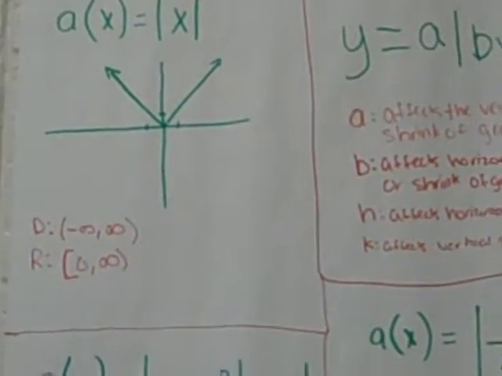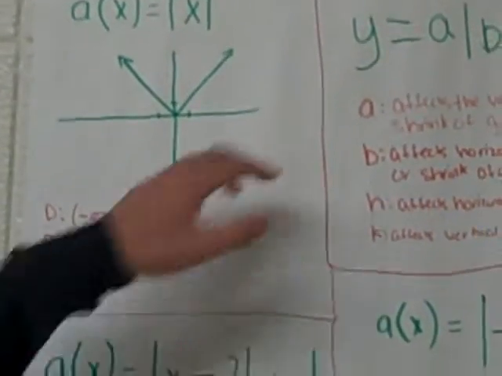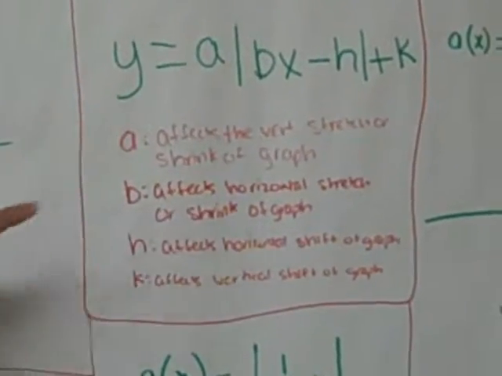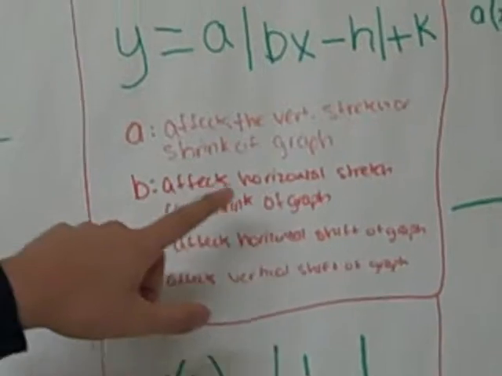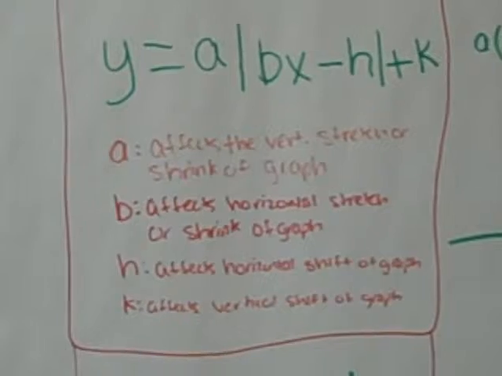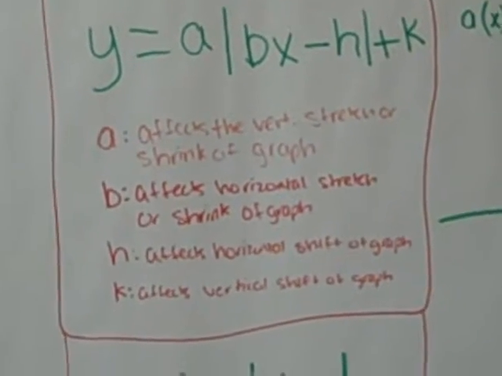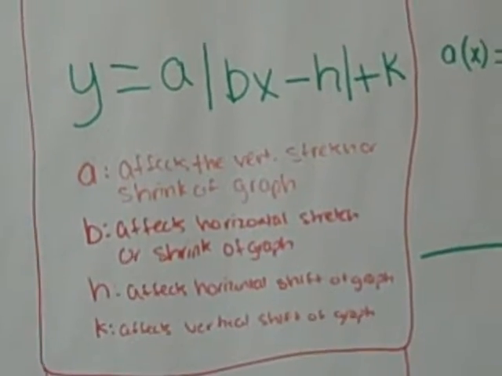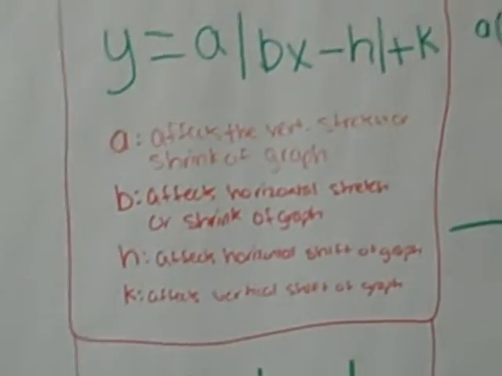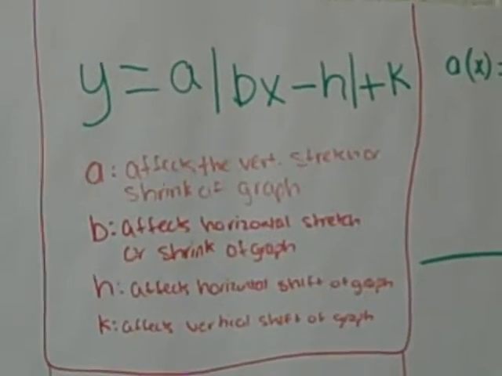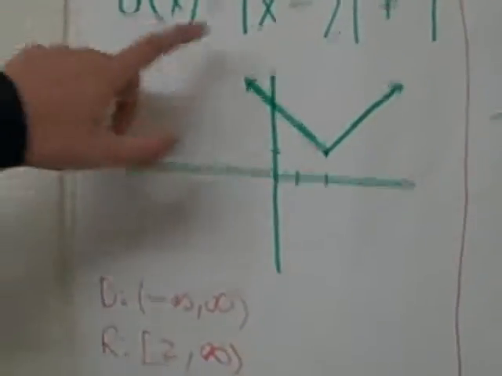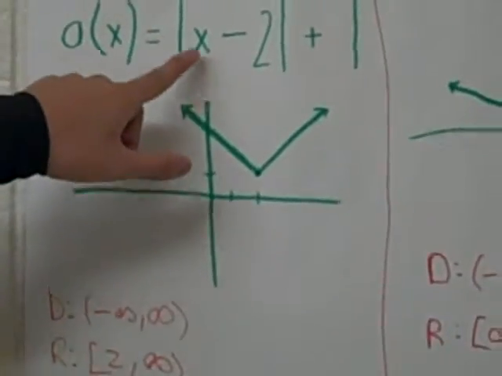And the parameter effects of the graph would be that the A right here would affect the vertical stretch or shrink of the graph. The B would affect the horizontal stretch or shrink of the graph. The H would affect how the graph shifts horizontally, and the K would affect how it shifts vertically. And the H and K is also the vertex of the graph.